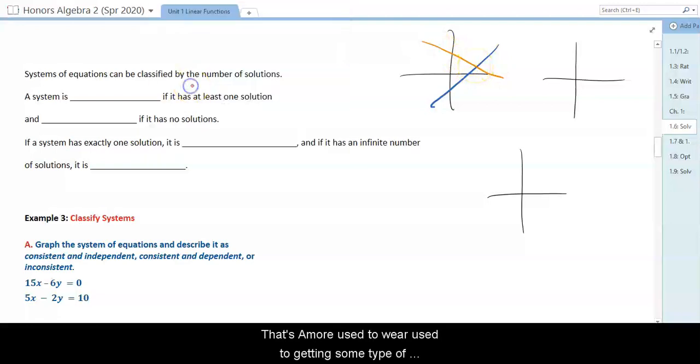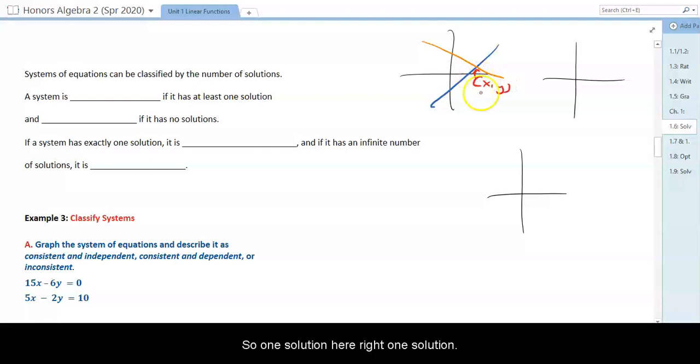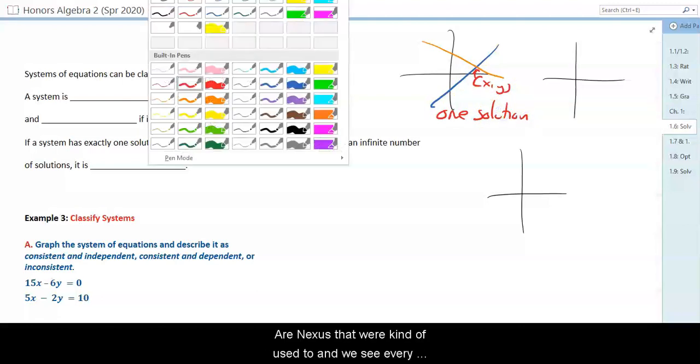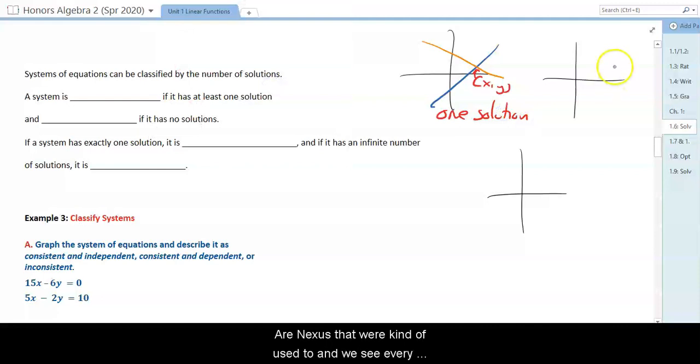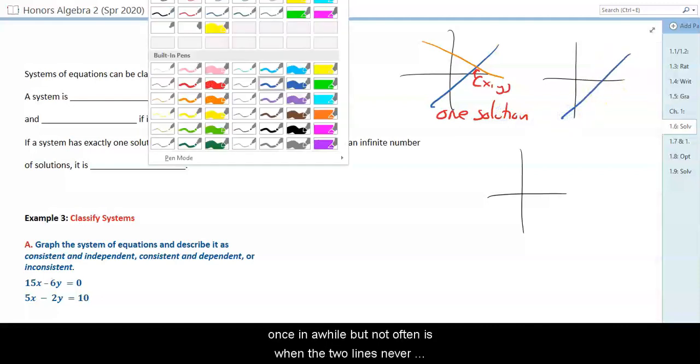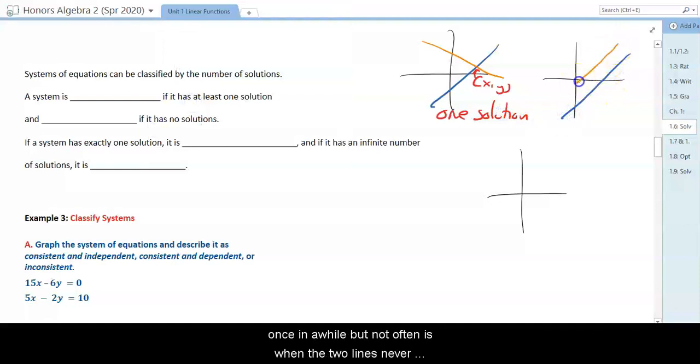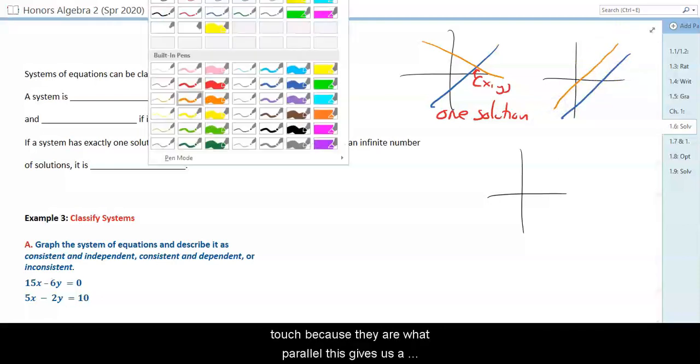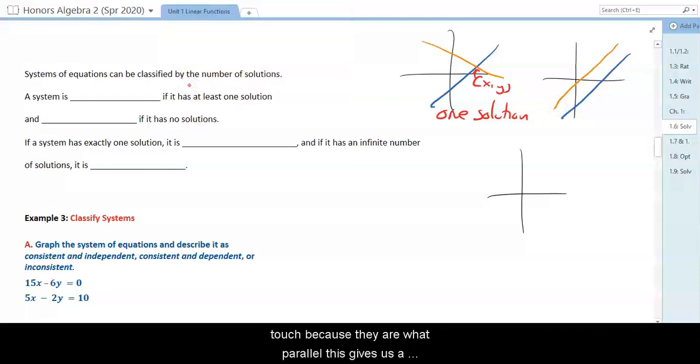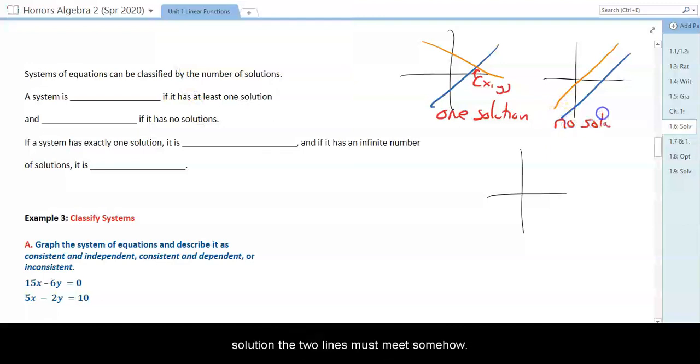We're used to getting some type of ordered pair x, y out of that. And we'll talk about these definitions in a second. So one solution here, right? One solution. Our next system that we're kind of used to, and we see it every once in a while, but not often, is when the 2 lines never touch because they are what? Parallel. Well, this gives us no solution, right? Because remember, to have a solution, the 2 lines must meet somehow.